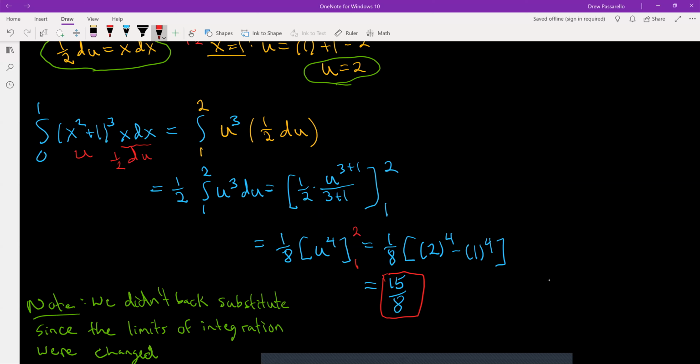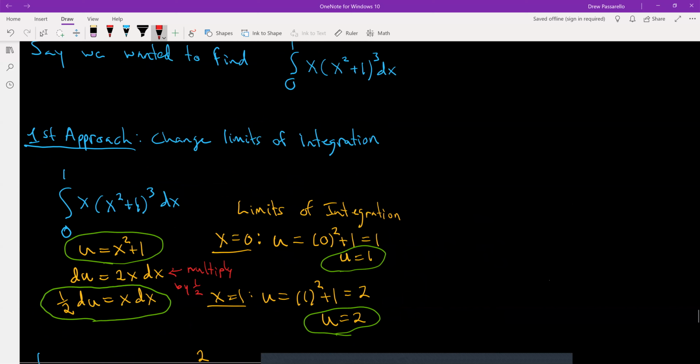So I go ahead and apply the fundamental theorem. So I do 1 over 8, and then in brackets, it would be the antiderivative at the upper limit minus the antiderivative at the lower limit. So this is our f of 2 minus f of 1. All right, fundamental theorem of calculus. So 2 to the 4th minus 1, that's 15. So you get 15 times 1 over 8 is 15/8. All right, that's the first approach you can do.